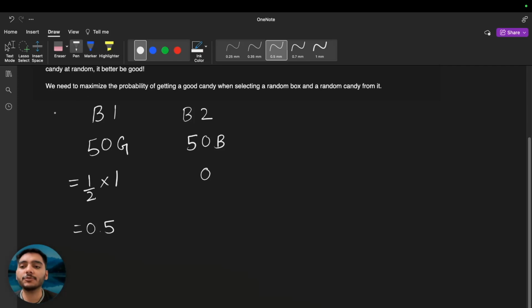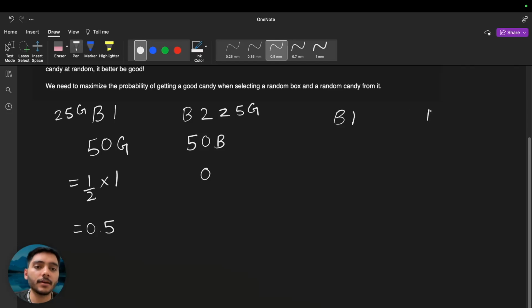Let's consider one more case. If we place 25 good candies and 25 bad ones here and the rest 25 good candies here, the probability will again be 50%. It will be 1 by 4, 1 by 4, then half, then 50% probability will again be there. Now let me show you another case. We need to maximize the probability for good candy.